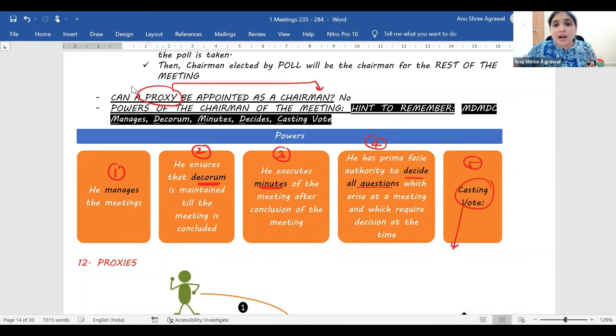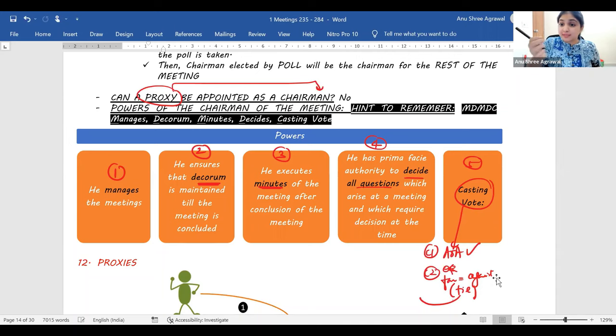Tell me, when does he have casting vote? He has casting vote only if 2 conditions are fulfilled. Condition number one, the AOA should authorize. Condition two, we are passing an ordinary resolution and the number of votes in favor is equal to the number of votes against. That is, there is a tie. So to break the tie, we will give the chairperson one extra vote, which is called the casting vote. So if he votes yes, then the resolution passes. If he votes no, then the resolution is gone.